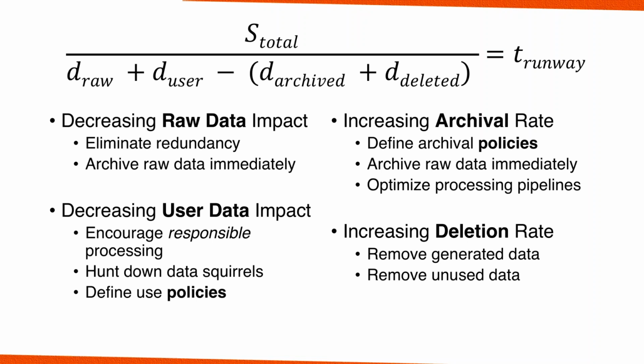That's something like I work here to ensure active archival and make sure that things get passed around and moved where they need to be quickly and promptly. You can decrease your user data impact by encouraging responsible processing, so maybe having some protocols and use cases ready for people to read. You're going to have to manage your data and hunt down data squirrels.